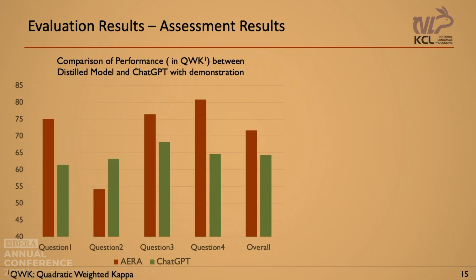Now let's step into the evaluation results. Our experiment results show that the distilled T5 model, which is the orange bar, under our AERO framework surpasses ChatGPT's assessment result, which is the green bar, on 3 questions, Q1, Q3, and Q4. And our model improves the overall QWK score by 11% compared with ChatGPT.